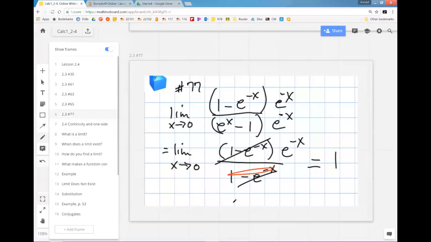So, some questions that anyone would like to add from the 2.3 lesson?